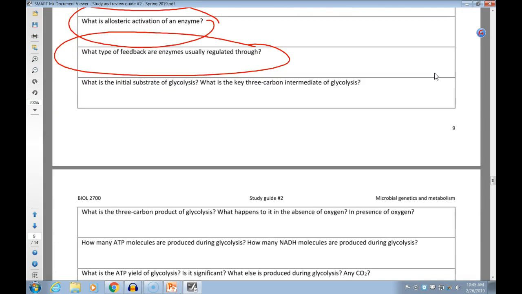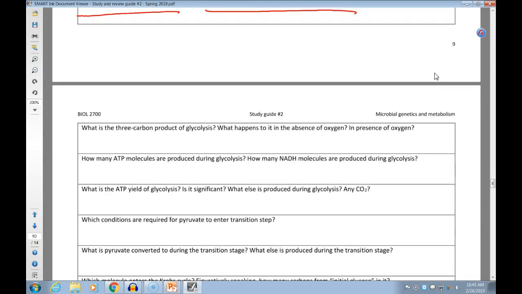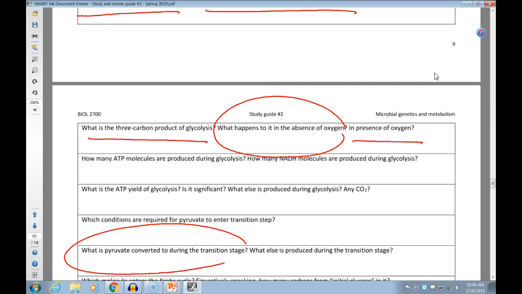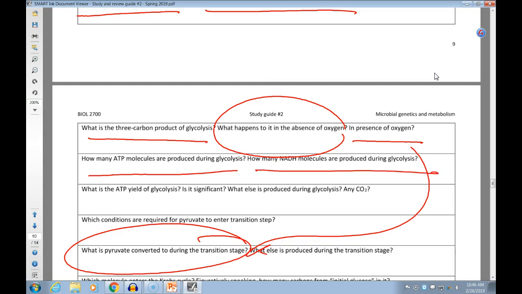Glycolysis. So start with glucose. The intermediate is G3P, glyceraldehyde 3-phosphate, which is converted into pyruvate. If oxygen is absent, pyruvate will be fermented. If it's present, pyruvate will enter the transition step. During glycolysis, 2 ATP molecules are produced, 2 NADH, no CO2.